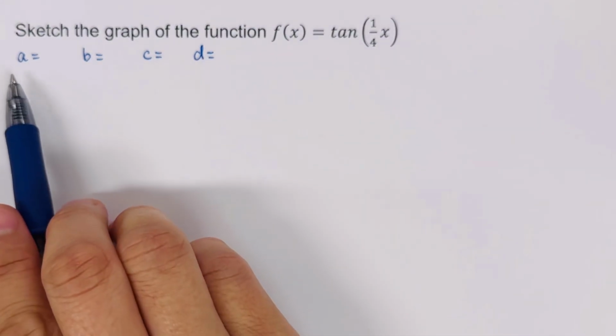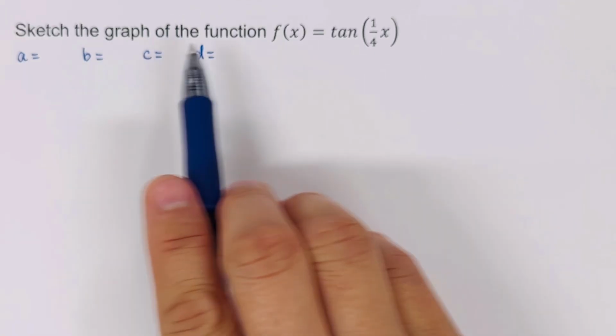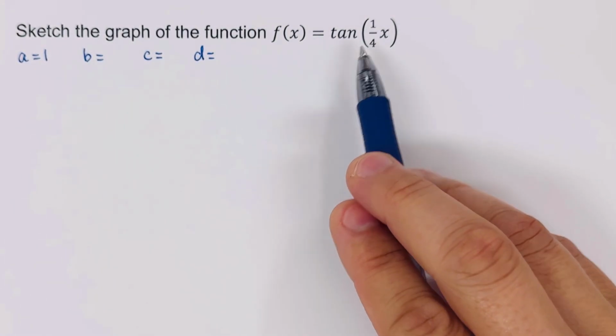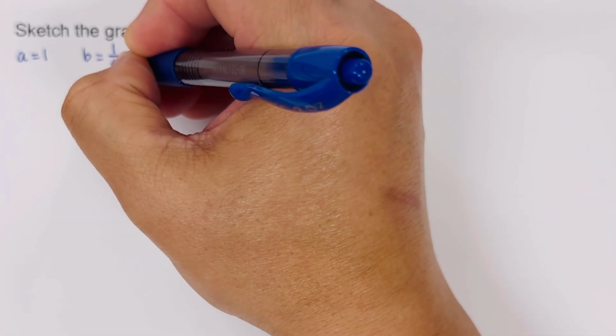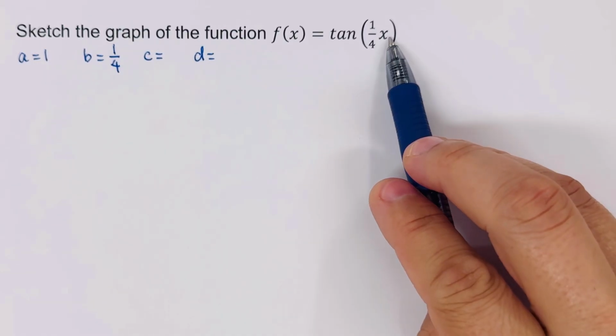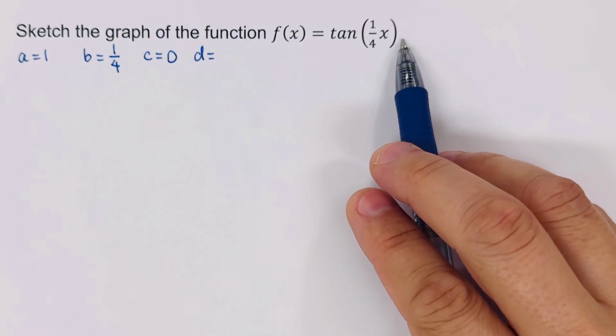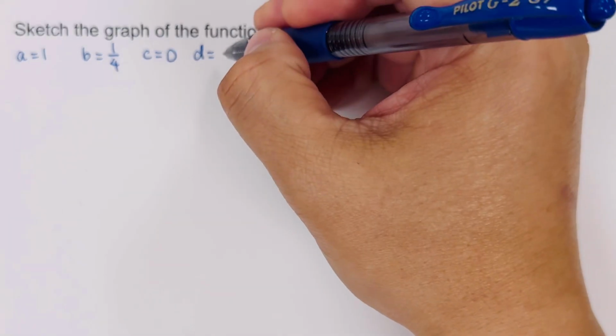Our a, or the stretch factor, is the value before the tangent that is invisible 1. Our b is the value before the x, and that is 1/4. Our c is the value after the x, and that is 0. Our d is the value after the parentheses, and it's not there, so that's a 0.